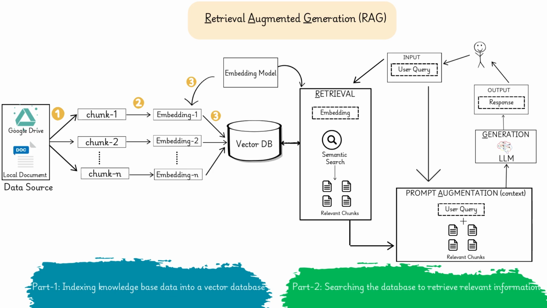Part 2. Searching the database to retrieve relevant information. Step 4. User query. A user query is the input that triggers the process of finding relevant information and generating a response. Step 5. Embed the user query. You often embed the user query using the same embedding model as your chunks and search for relevant information.